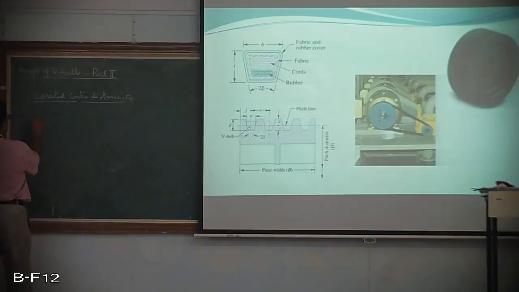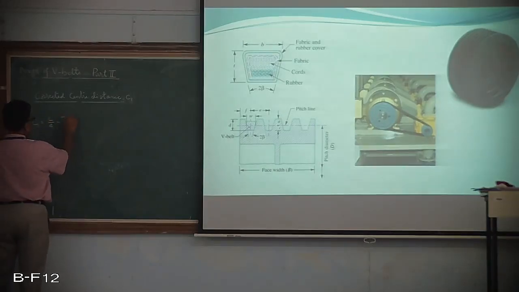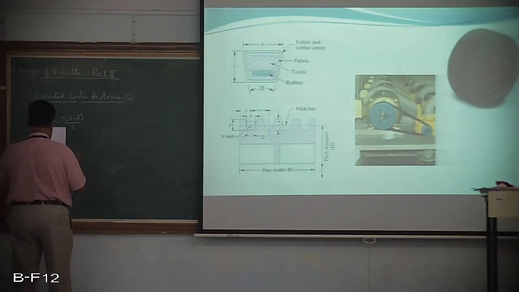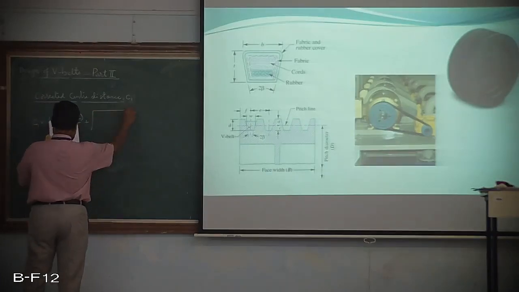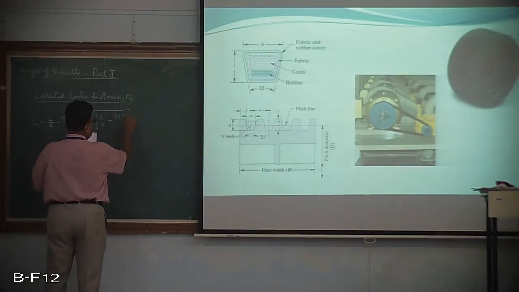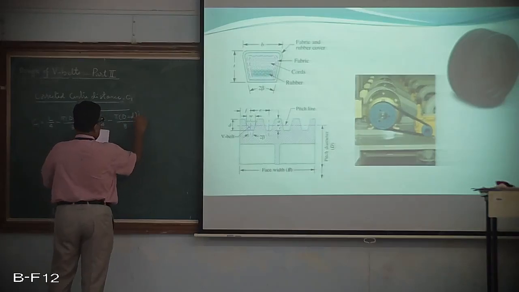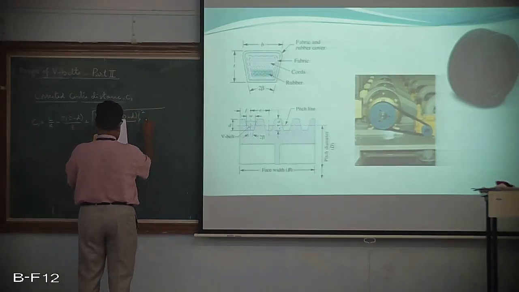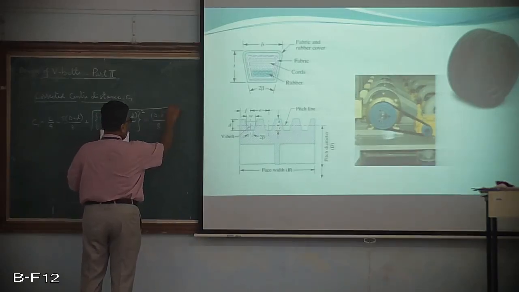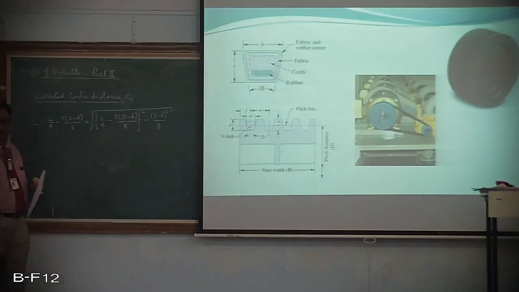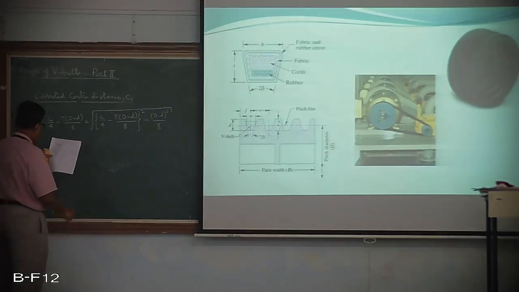Here I am giving you the direct formula for the corrected center distance, which is going to be L by 4 minus pi into (D plus d) upon 8, plus the square root of [L by 4 minus pi into (D plus d) upon 8] whole square minus (D minus d) whole square upon 8. By using this equation, you can directly calculate the corrected center distance. Now this will be the final center distance for your further calculations.